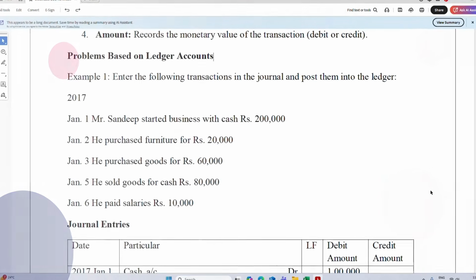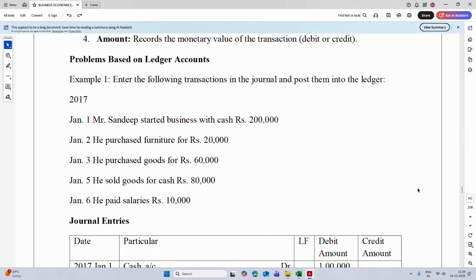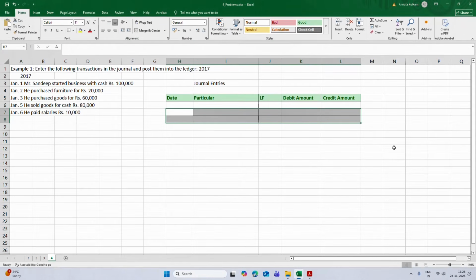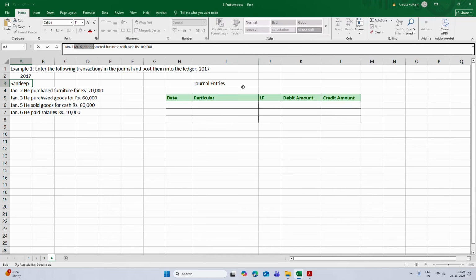Now let's go through the first problem based on ledger account. Example 1. Enter the following transactions in the journal and post them into the ledger. So first of all, out of the given transactions, we have to create the journal entries. For the given transactions, let's quickly prepare journal entries first. These are for 2017 January 1, the journal entries for Mr. Sandeep.